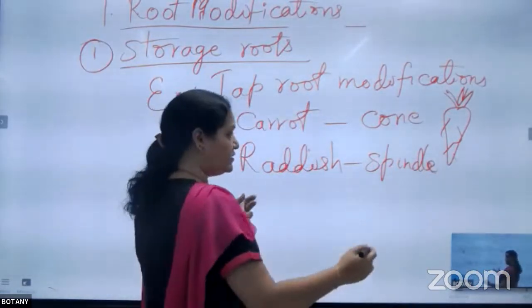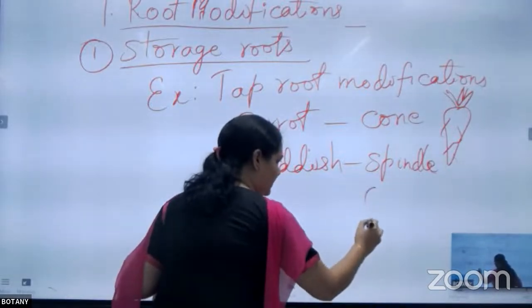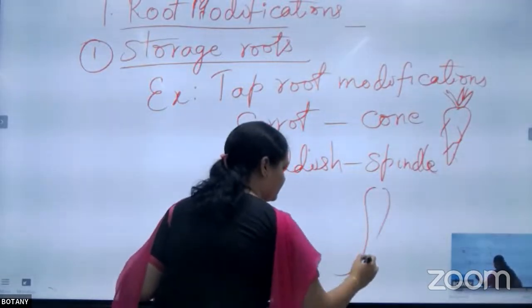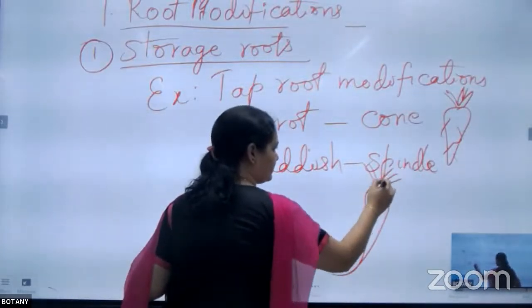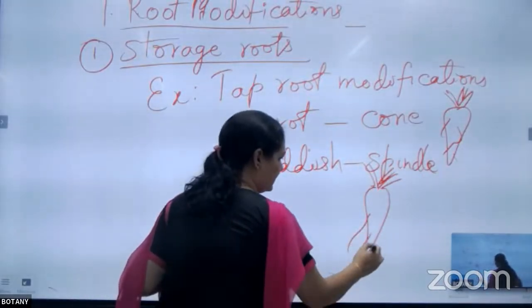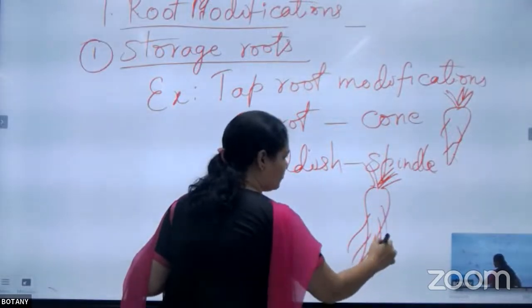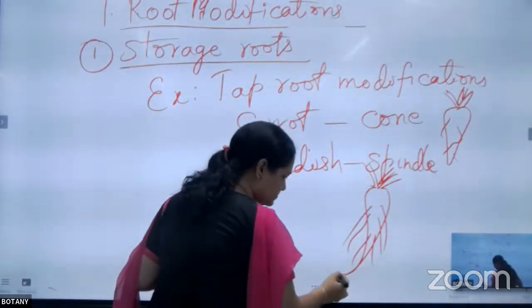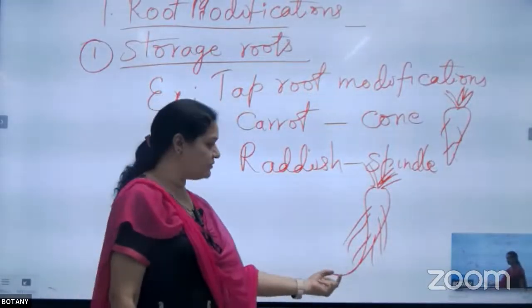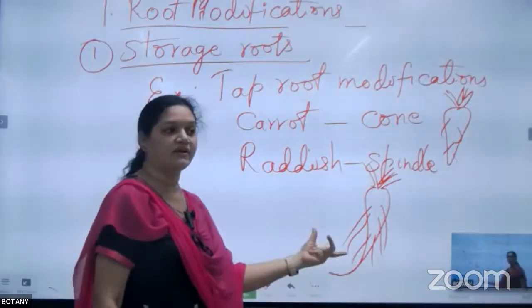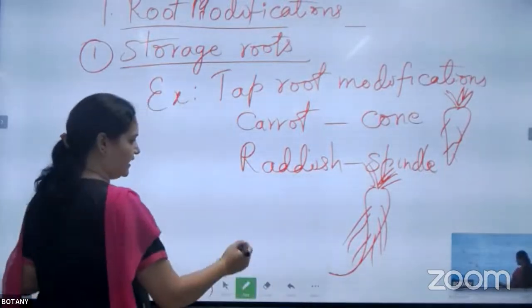So, how does the radish look? Very simple diagram. But here, the root head is somewhat bigger and we have to draw a thin tail-like structure that gives the spindle shape to the radish. That's the second example.